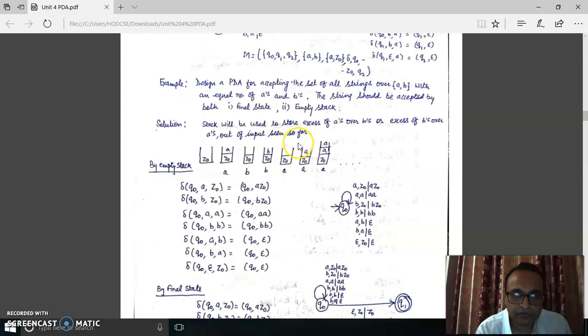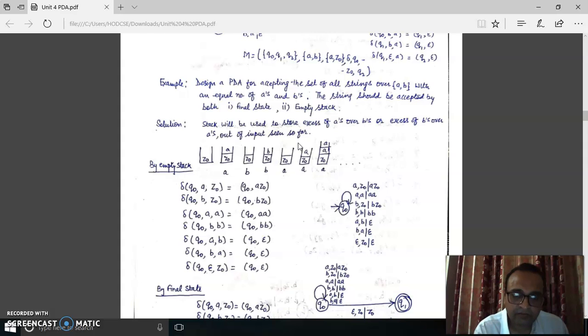So first of all we have to build the logic. Suppose the stack top symbol is the stack initial symbol and a appears, so we will push a on it, and if a is on the top of the stack and again a appears, we will again push a on the stack. Now suppose the stack top symbol is the stack initial symbol and b appears, so we will push b on the stack, and suppose b is the input symbol and b is on the top of the stack, we will again push b on the stack.